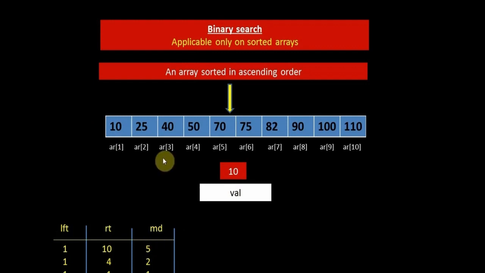So I will be changing the value of my RT, that will be MD minus 1. So it will become 1. What is the current value of LFT? It is stagnant at 1. So I will find the middle element MD. LFT plus RT, 1 plus 1, 2 divided by 2, will give you the value of MD as 1. Again, I will compare the value of val with the middle element. Now in this case, the middle element is R1. So the matching will take place and we will say that the search was successful.